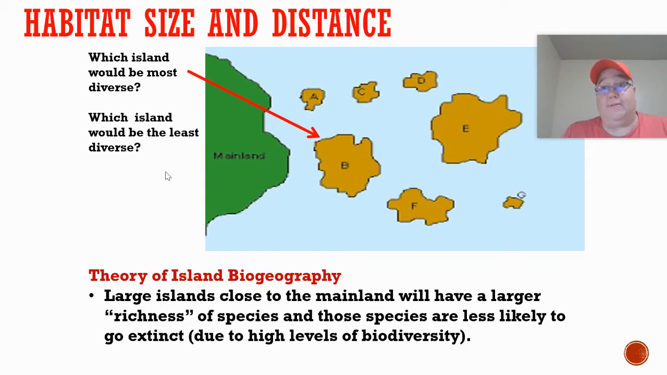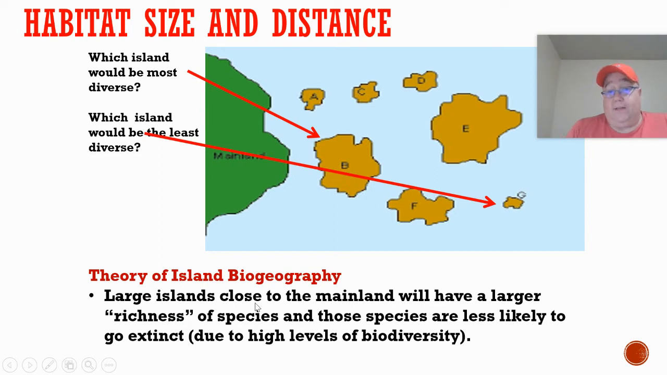So now we look at the islands a little bit further away, right? So again, the farther away it is, and the smaller it is, most likely that's where species would be least likely to migrate. So probably this little tiny island out here, Island G, this guy would probably be the one that has the least biodiversity because that's where the species would migrate the least, right? So again, that's just the theory.